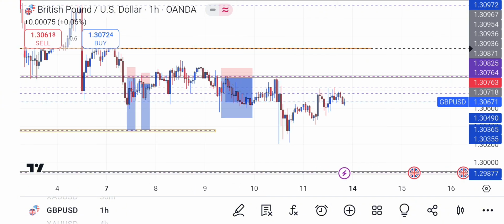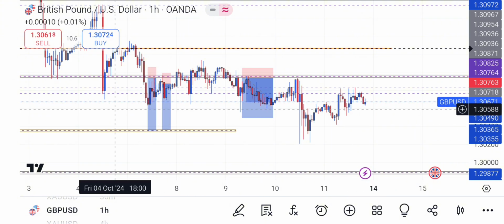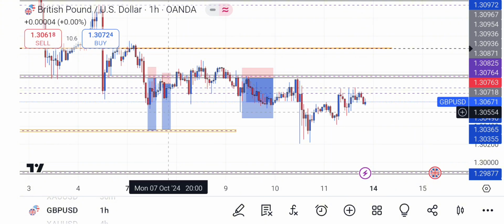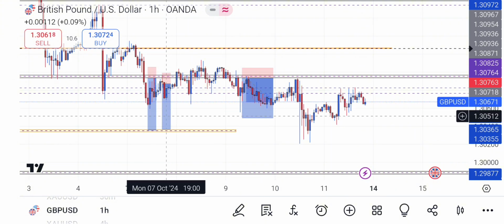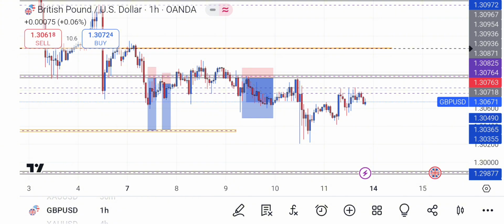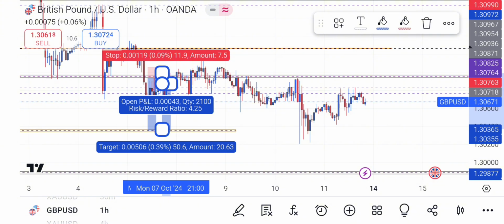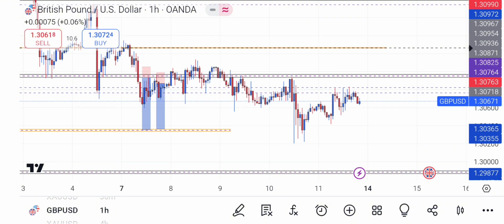So this was the two trades. This first one and this second one. This was the two trades I took for the week. So let me just delete this. Just delete them.